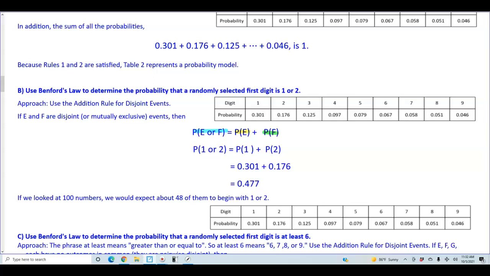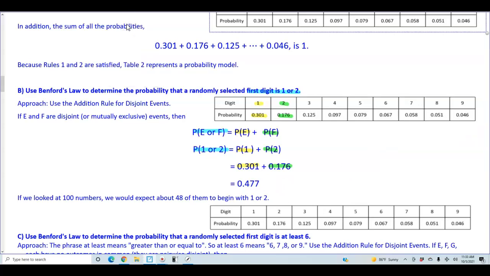Okay, so what we're looking for is the first digit is either a 1 or 2. So we're finding the probability of 1 or 2. What that means is we want to find the probability of 1 plus the probability of 2. Well, if we look at our table here, we know that when the digit is 1, the probability of 1 is 0.301. And the probability of 2 is 0.176. Now, when we add those together, we get a probability of 0.477.